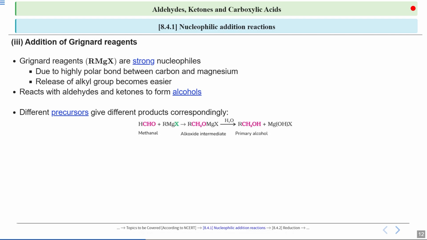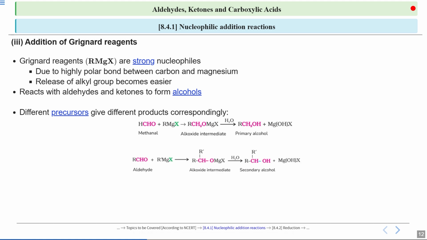So if you see this, it is methanal, which is formaldehyde. When you react it with a Grignard reagent, which is RMgX, you get an alkoxide intermediate. And when you further treat it with water, you get a primary alcohol, because when you react formaldehyde with a Grignard reagent, you get a primary alcohol. We will discuss this mechanism in an upcoming slide.